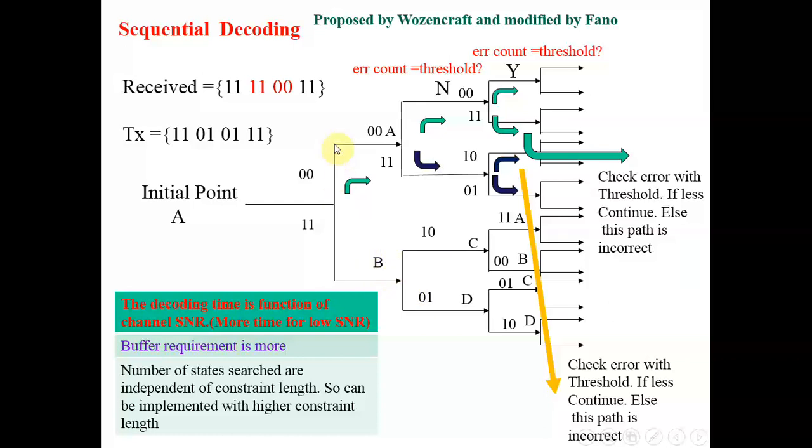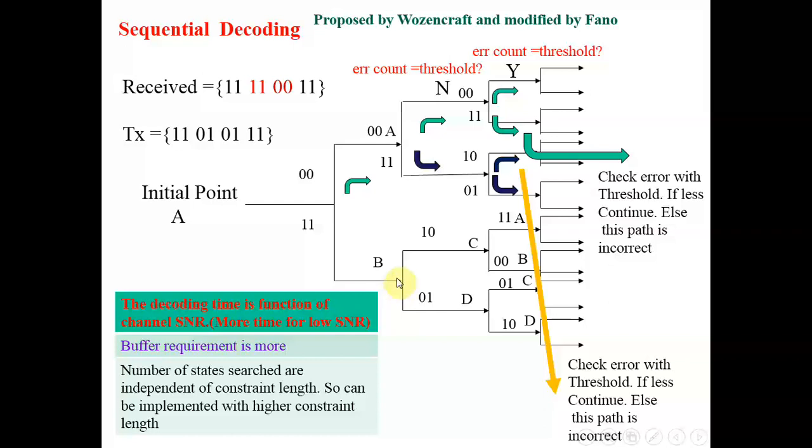Imagine that if I follow this path, if I go from A to A, my expected output is 0 0, but I am receiving 1 1. So there is a difference of 2. If I follow this path, my error count will hit a value of 2. Right? So this is exactly what is done in sequential decoding.